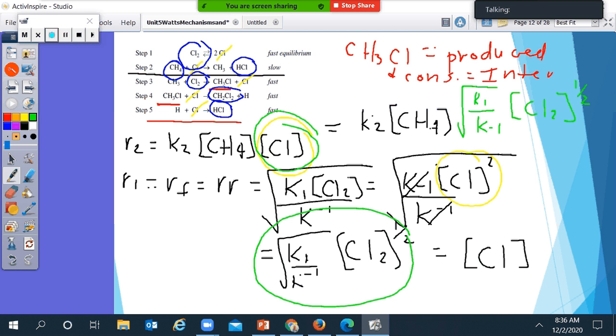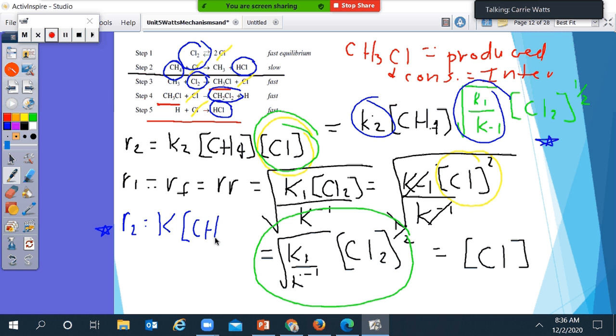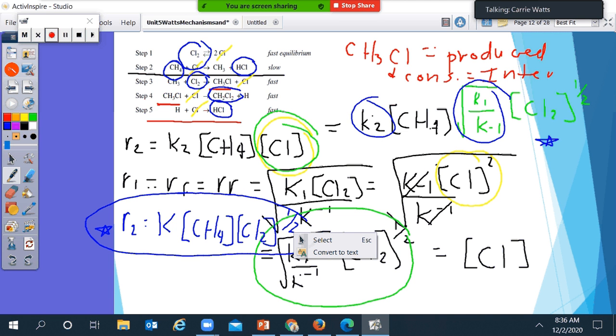Now I'm going to simplify it. Remember what I do: I take my K's and make it big K. I'm going to come down here and write it so we have more space. I'm going to write my rate equals big K times CH4 times Cl2 to the 1/2. And this would be my final rate equation.